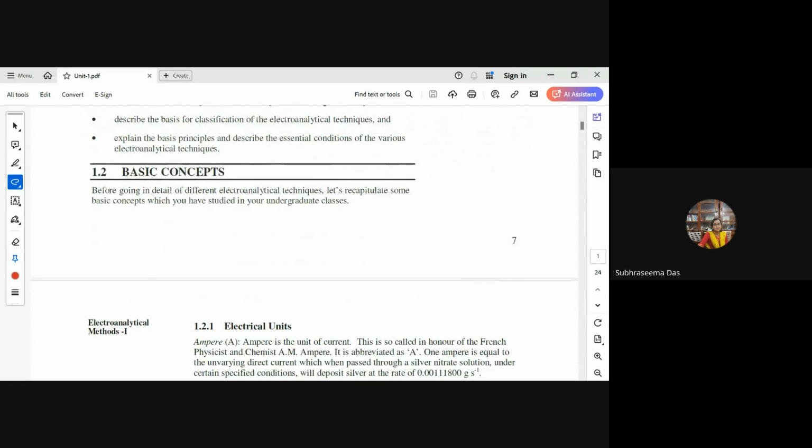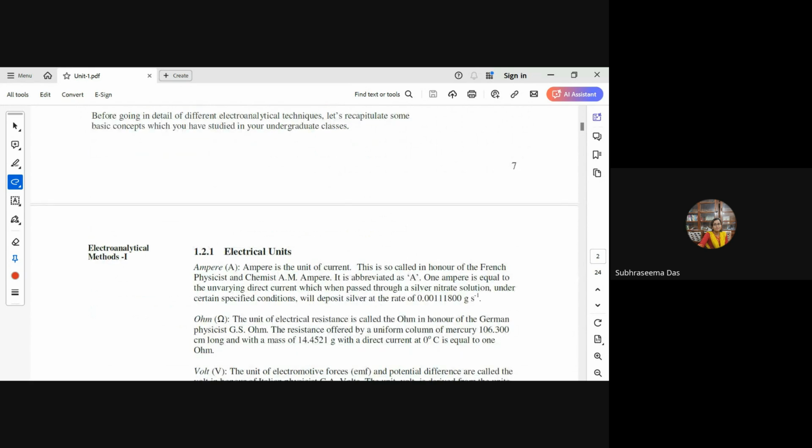So let us start with some basic concepts that we need in electroanalytical chemistry. The first are some of the electrical units that we all are very aware of. These are some of the very common units that we come across every day. The first one is ampere. As we all know, ampere is a unit of current. This was found by a French physicist, and with respect to his name, this unit has been given the name ampere, deriving from his name.